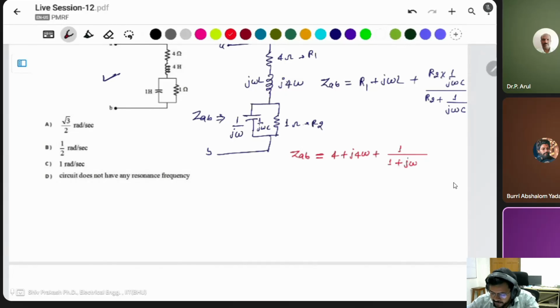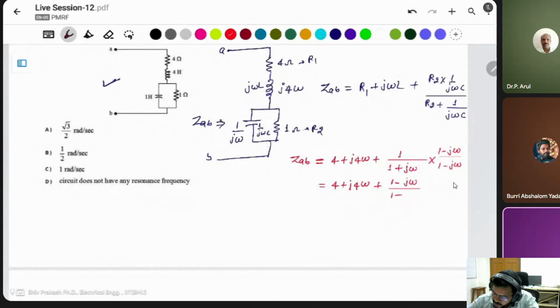We can take the LCM, then find the imaginary part, or you can simply multiply by 1 minus j omega to remove the complex term in the denominator. This will be 4 plus j4 omega plus (1 minus j omega) divided by, using (A minus B)(A plus B), 1 squared minus (j omega) squared, which is 1 plus omega squared.